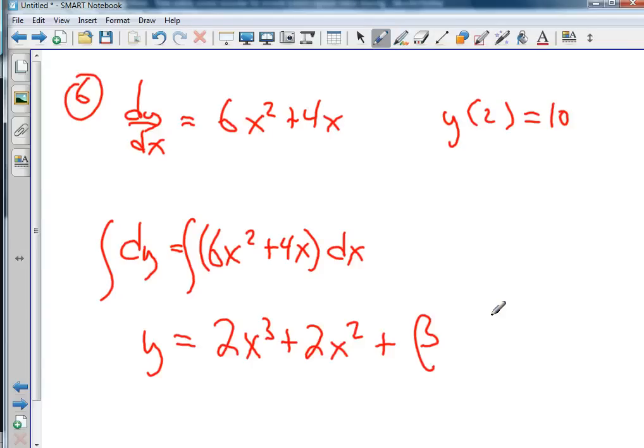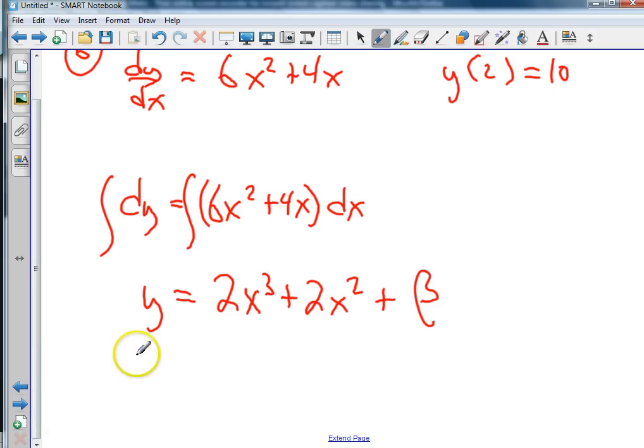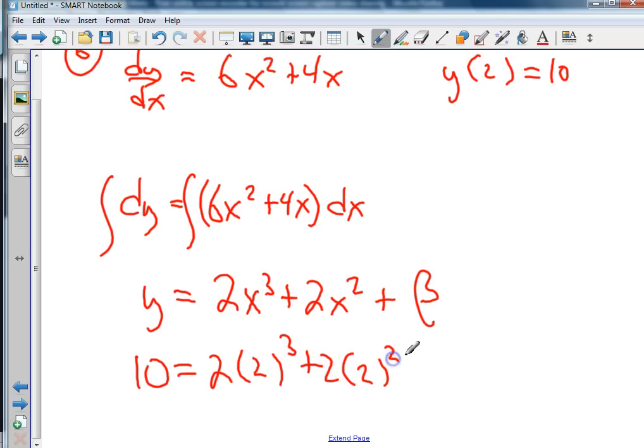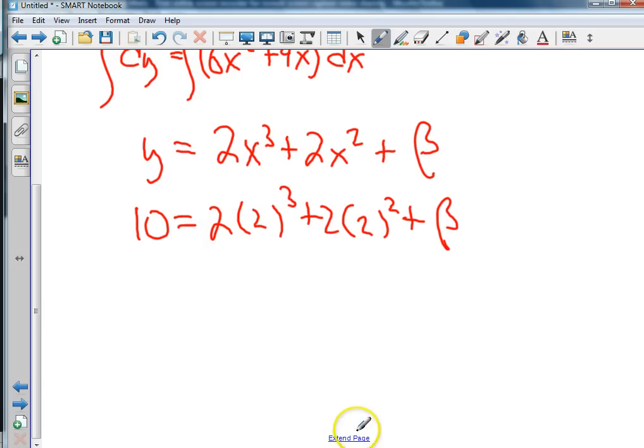But what's different now is that we can resolve the constant of integration. We can figure out the beta. How? y of 2 is 10. So that means Y is 10, and X is 2, right? Don't get confused. This is y of x equals 10, so we're plugging in 2 for x. People get upset here, I don't know why. Function notation. So 10 equals 2 times 2 cubed plus 2 times 2 squared plus beta, or C if you want to call it C. And so you can figure out the constant of integration.